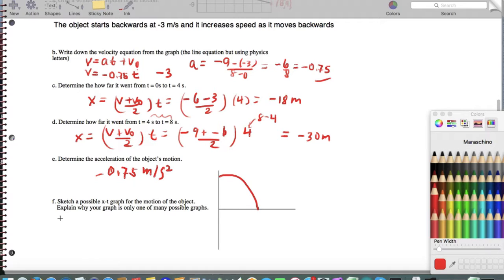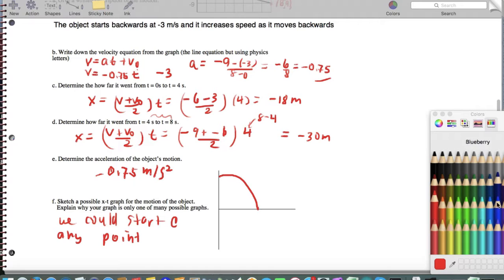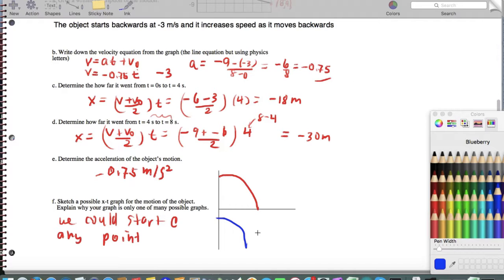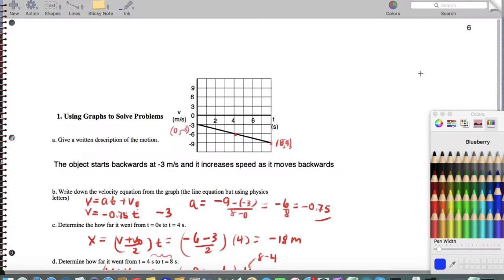But here's the thing. We could start at any point. So another possible graph would be, maybe I start here. So this too. So that's why it's one of many possible graphs. So that's problem number one.